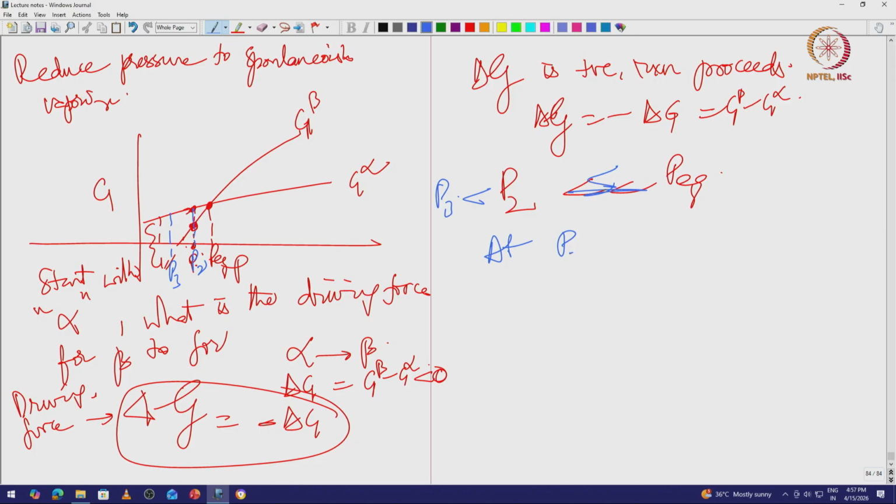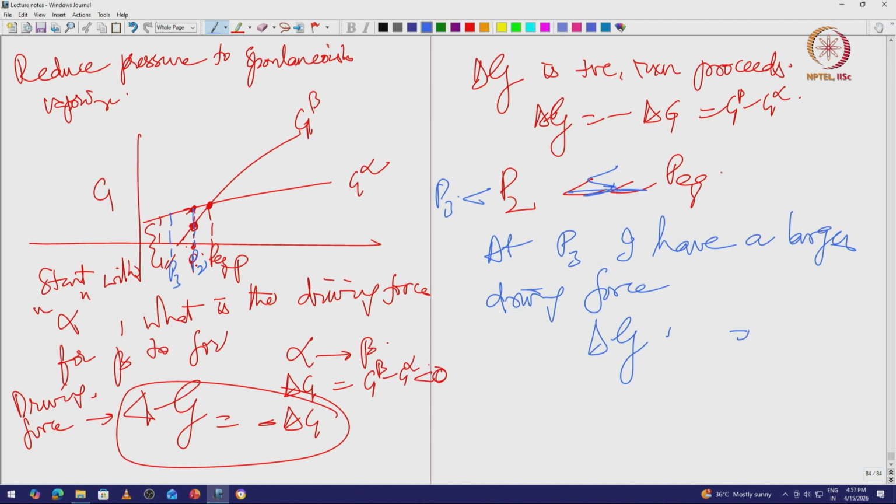At P3 I have a larger driving force, and that driving force is nothing but delta script g, which is equal to minus delta small g, right. I just want to make this quantity positive, right. So, I do not want to look at delta g negatives, because I do not like negative numbers, I just want to make this quantity positive. I make it positive and I call it the driving force for the alpha to beta reaction to occur, right. If the driving force is negative, this reaction is not going to occur. If driving force is positive, this reaction is going to occur. If driving force is more positive, then this reaction is going to occur faster, right.